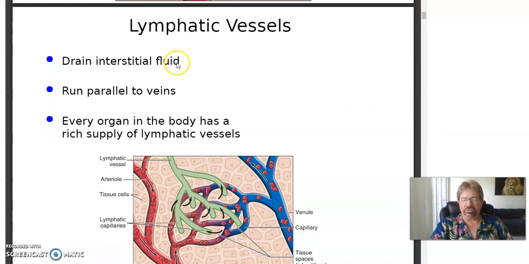Lymphatic vessels drain interstitial fluid and run parallel to the veins. They're usually depicted in green. Yes, every organ of the body has a rich supply of lymphatic vessels. It's really extensive and it's really important.